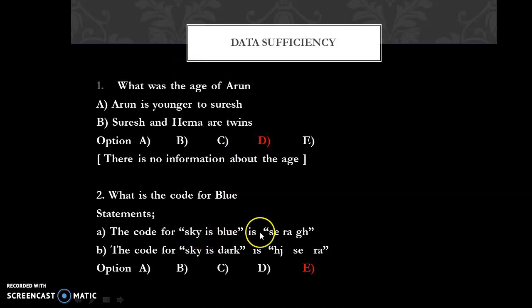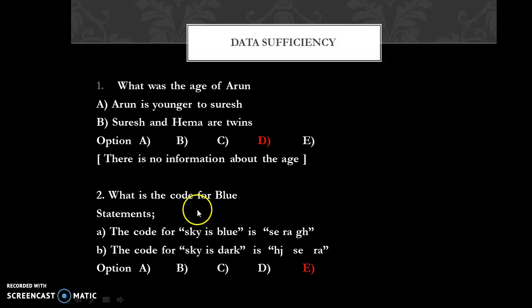The code for skies is SCRA. That is the code for skies in the first statement. The code for skies in the second statement, you know that again the code is repeating SCRA. So you understood that the code for sky is SCRA. And the code for blue is given in the first statement, that is GH. And the code for dark is given, that is HJ. That is the code for dark.